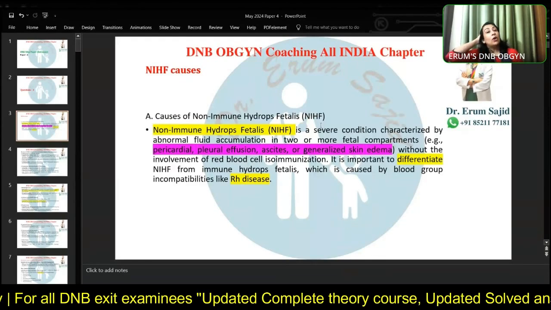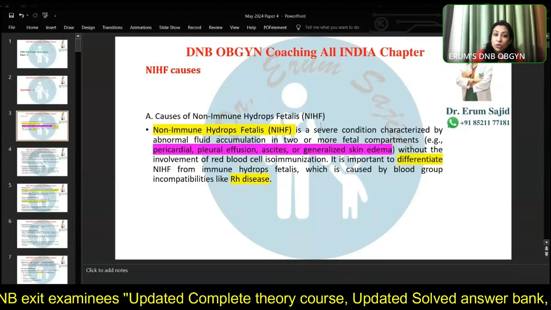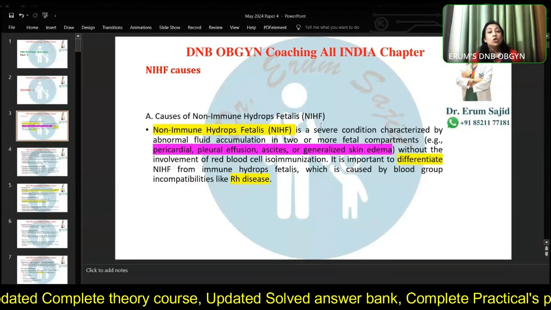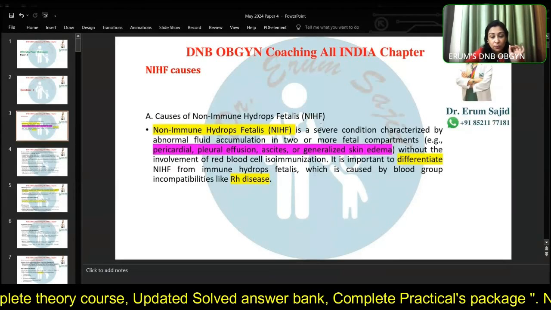That means what do you have here? You have pericardial effusion, pleural effusion, ascites, generalized skin edema. So what are other causes of this particular problem?